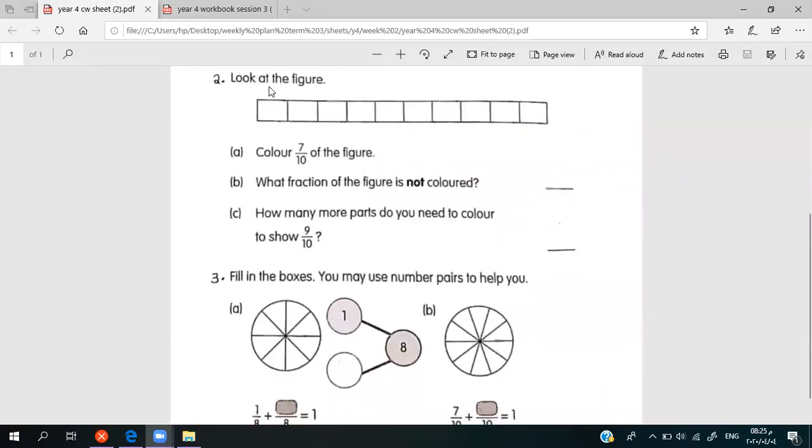Okay, now look at this figure. Color 7 over 10 of the figure. Let's color. Can you guys do it? I hope you can do it. Do number 2 for me. Pause, and then come back to see how I'm gonna do it. But first, try to do it alone.